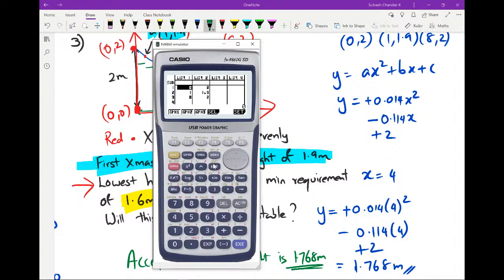Why am I getting something else? Why can't I see x equals 4? Because I've seen x equals 4 before. Why is it not working in this? What am I missing? Just enter 4. Is that it? There we go.